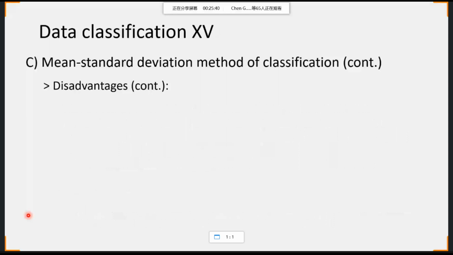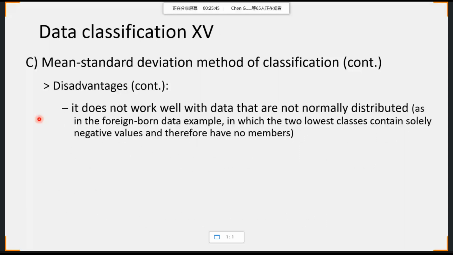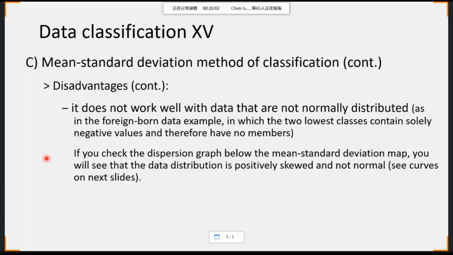And further disadvantages: it does not work well with data that are not normally distributed, as in our case here, as in the foreign-born data example, in which the 2 lowest classes contain solely negative values and therefore have no members. If you check the dispersion graph below the mean standard deviation map, you will see that the data distribution is positively skewed and not normal. So I will show you that on the next slide.